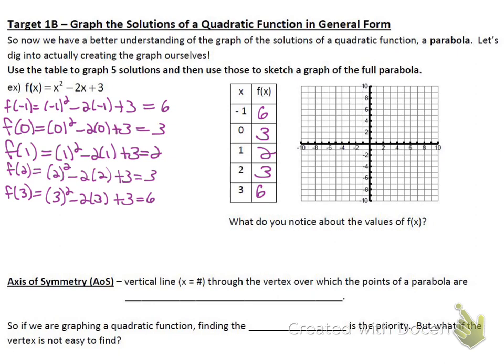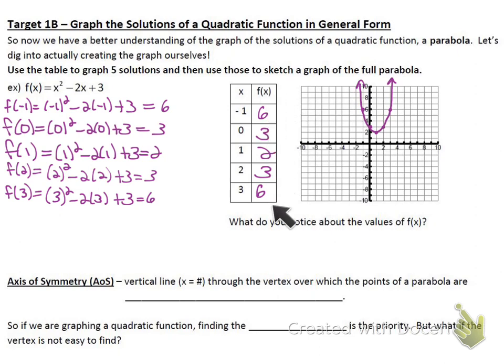Once you've created your table of values, you can go ahead and plot your 5 points and create the parabola. Notice it is a rounded off shape. It is not pointed, it's a U shape. And then it has 2 arrows up at the top because it goes on forever, in this case towards positive infinity.